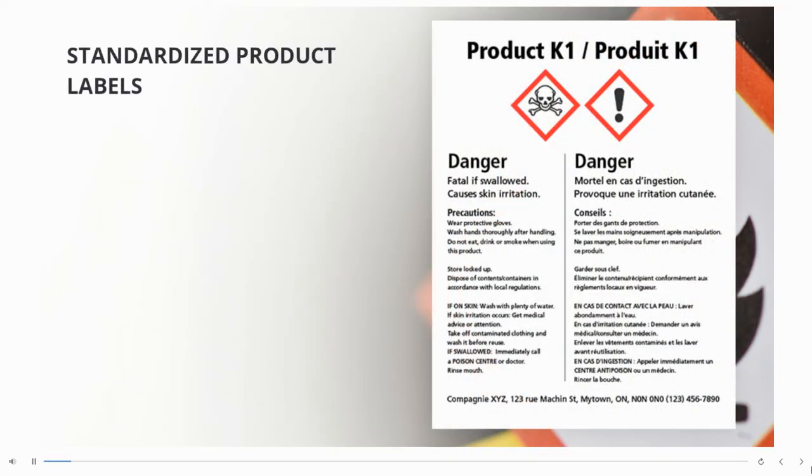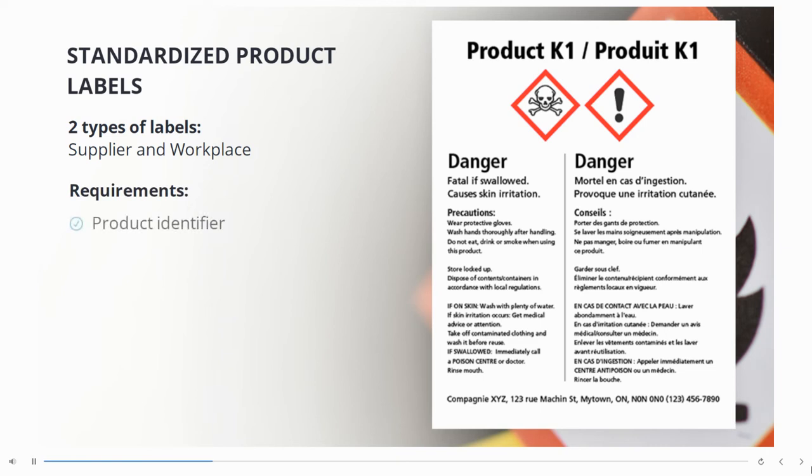WHMIS 2015 stipulates standardized requirements for supplier and workplace products labels. Supplier labels are required to provide the information in both French and English. Let's now spend a few minutes reviewing the information that labels must contain. 1. Product identifier. Is the product name as it appears on the container and the safety data sheet. 2. Hazard pictograms. Shows the hazard classification of the product, such as contains gas under pressure, may explode if heated.